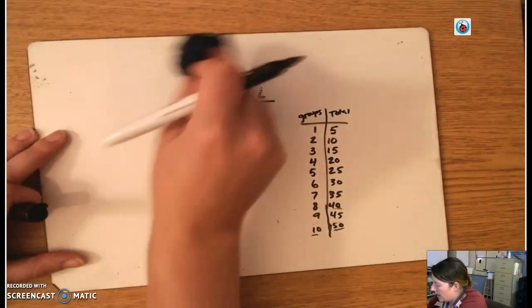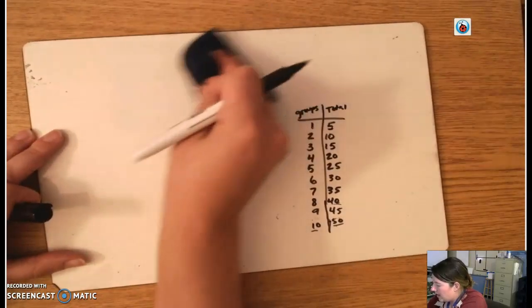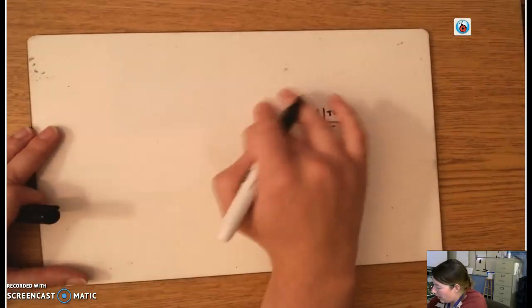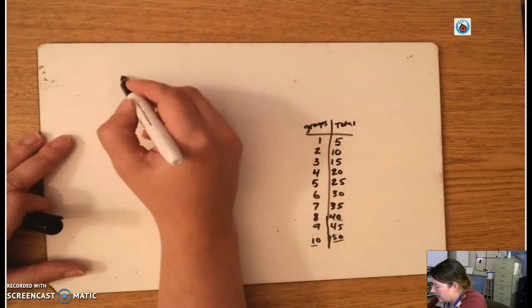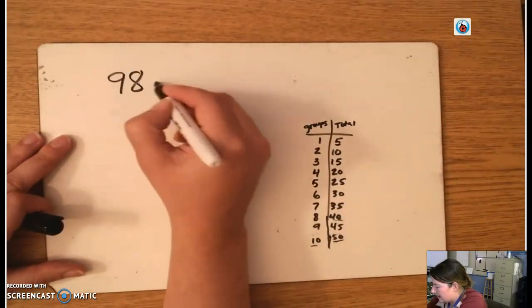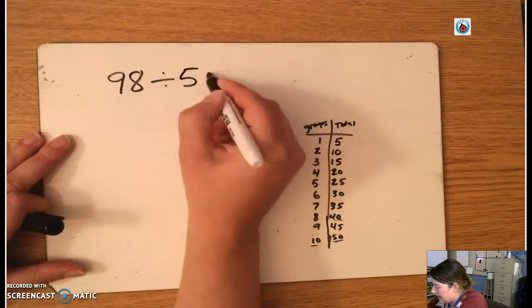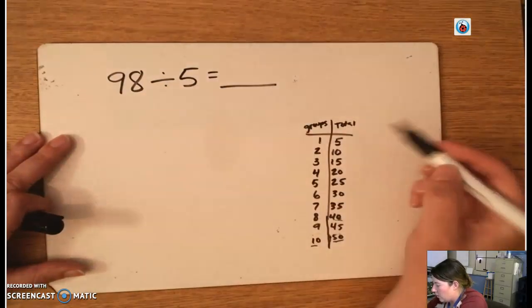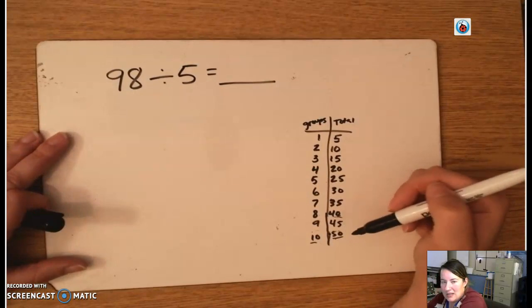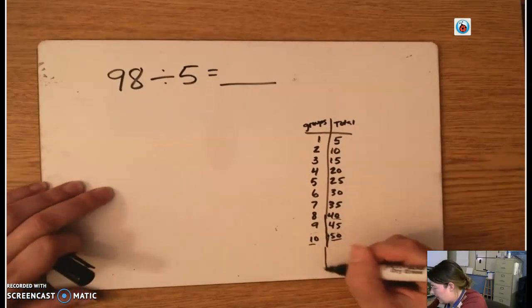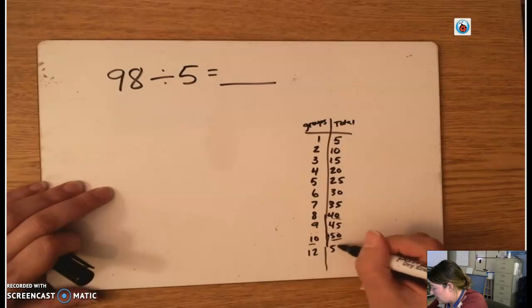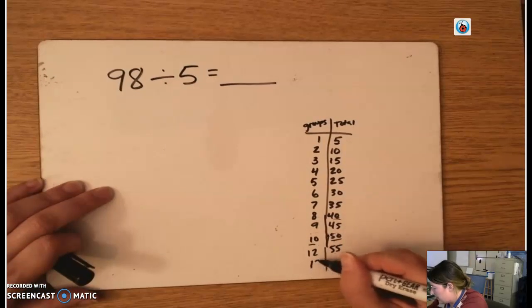So go ahead and erase, and let's try one that's a little bit harder here. So let's say I have 98 and I want to divide 98 by 5. Well, my multiplication chart doesn't go to 98. And if I could keep going forever, but it would take me a long time.